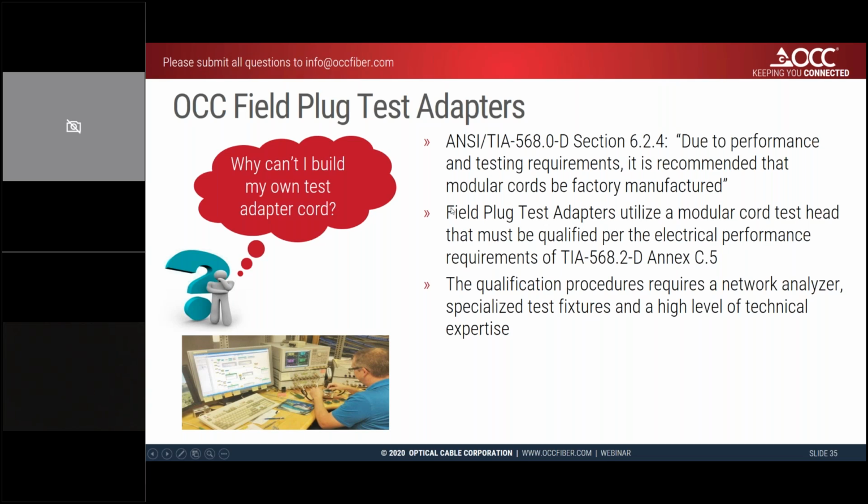And the other thing is that the field plug test adapters utilize modular cord test heads. Some people know them as patch cord test adapters. And they're centered on the requirements of 568.2 and Annex C.5. There's a lot that goes into that. You need a network analyzer, some specialized test fixtures, and a high level of technical expertise. And you can see this picture of this hapless character trying to tune a jack right there. You don't want that to be you.